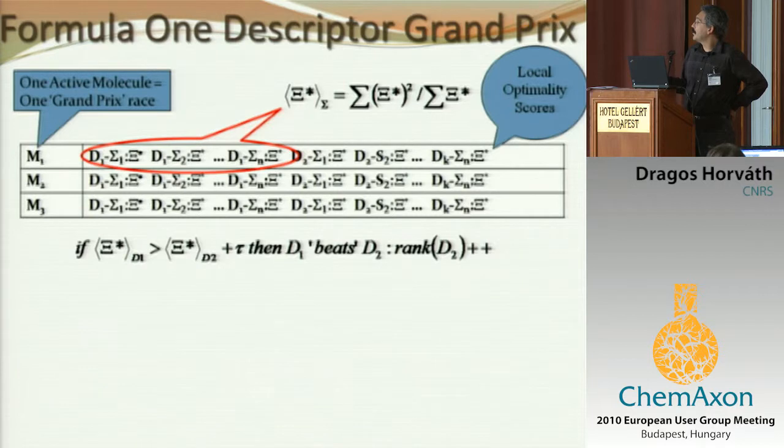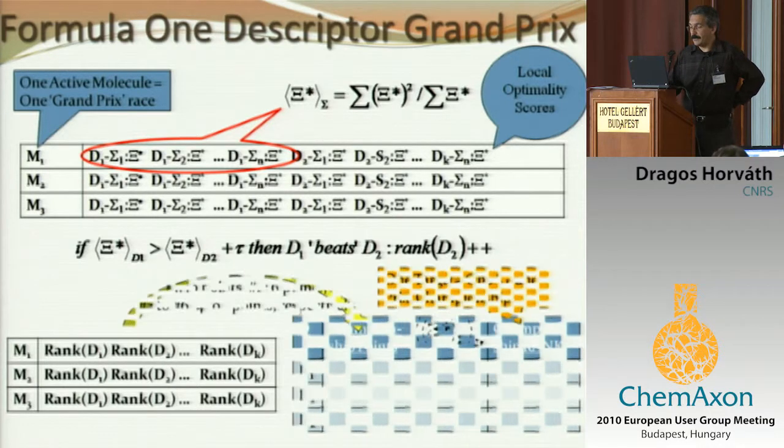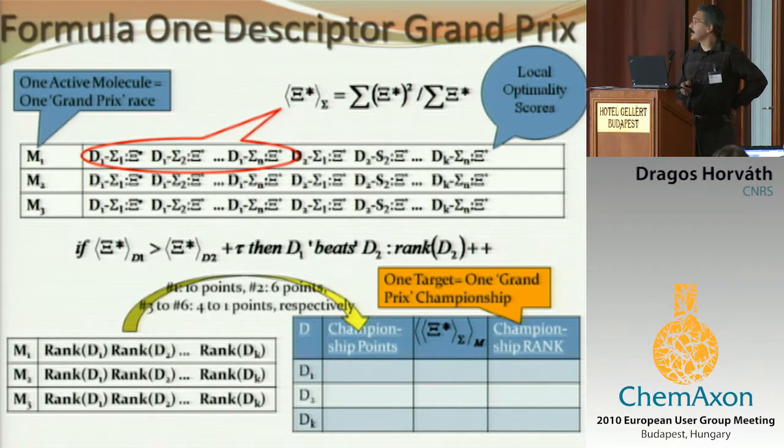And then we look at who's doing the best average optimality, and we rank these descriptors. So for molecule 1, D1 did the best, followed by D2. Well, you see the idea. And then they get points. The winner gets 10, the second gets 6, and so on. So then you have a ranking for each descriptor, and it should give us some idea.